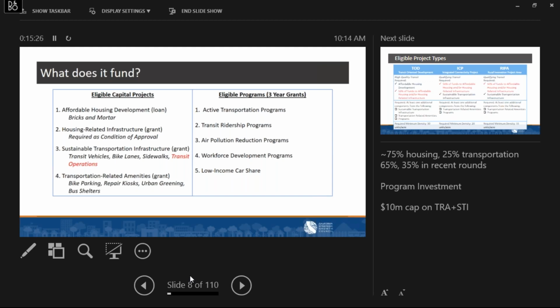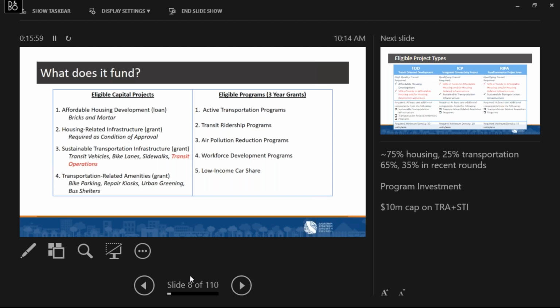And then we have transit ridership programs. That is anything that makes it easier for folks to use transit. So that can be kind of an educational workshop on how to use the local transit system. Popular in this section is transit passes being provided to residents of the overall community, not just residents of the affordable housing development, which is a requirement. And then we have air pollution reduction programs.